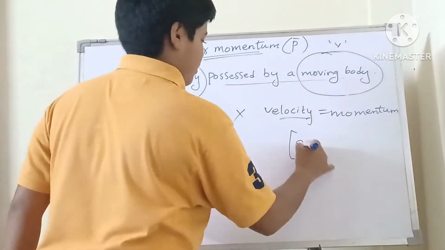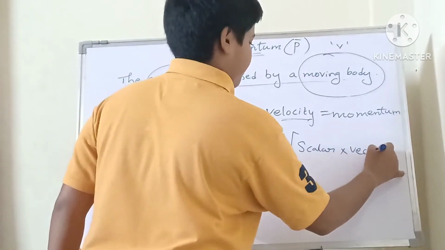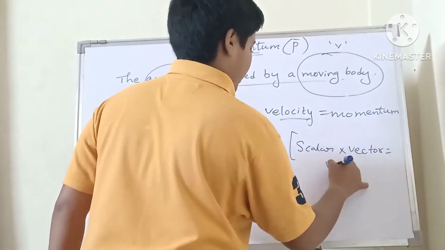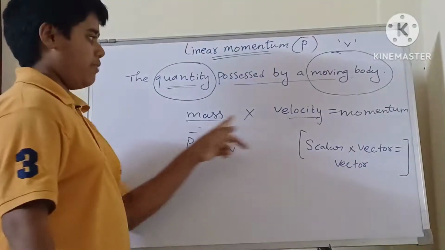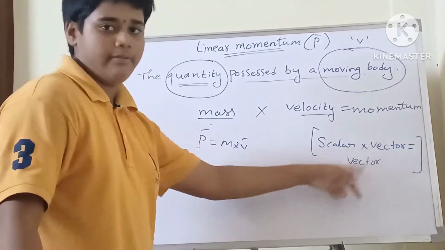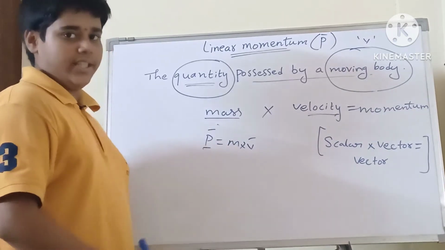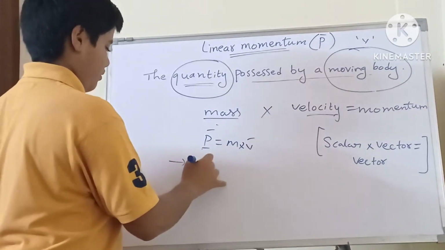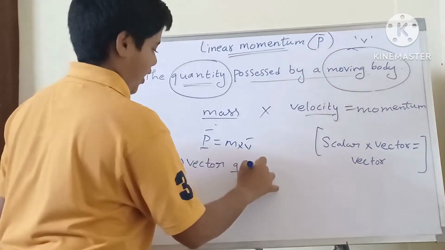Scalar into vector is equal to vector. We are multiplying mass into velocity, that is scalar into vector, so linear momentum is a vector quantity.